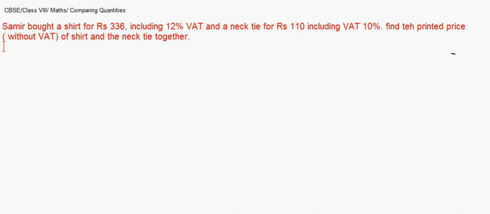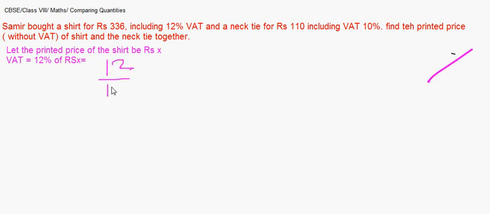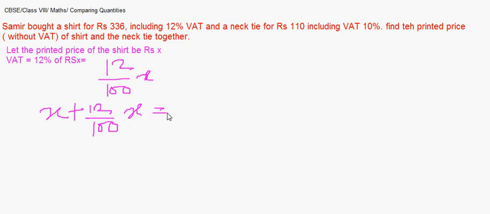So we'll first find the printed price for the shirt. Let the printed price of the shirt be rupees X. It says the VAT is 12%, so the VAT will be 12% of rupees X, that is 12 by 100 X. This is the VAT value. So the sell price will be X plus 12 by 100 X, which is given to be equal to 336.